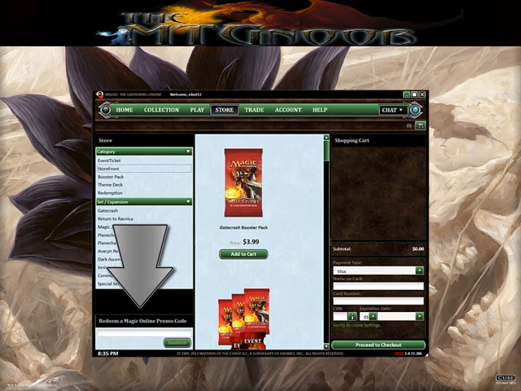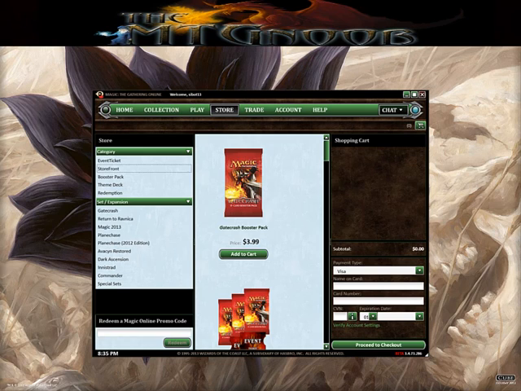A beta-only feature that was recently added to the store is the ability to enter promo codes. Wizards hasn't really given much information about how they're going to use this feature yet, but it should be pretty interesting. And that's about it. Probably spend more time here buying tickets.